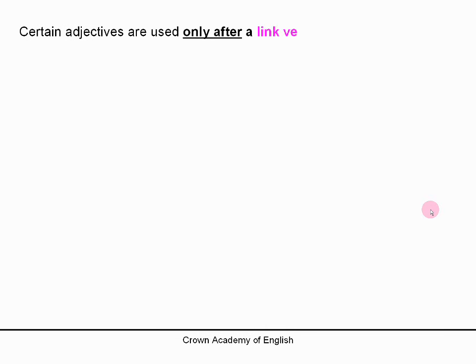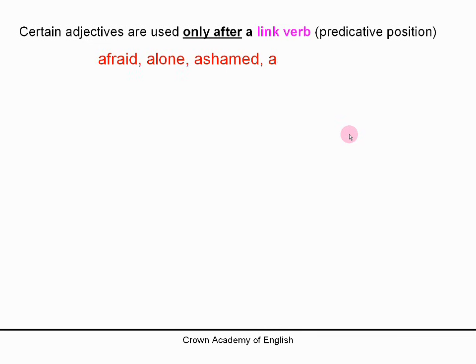And the other exception, certain adjectives are used only after a link verb. And there are lots of examples of this, and here are the most common examples. Afraid, alone, ashamed, asleep, awake.